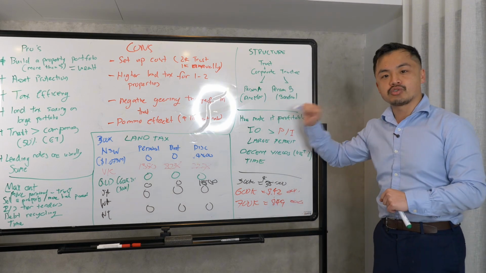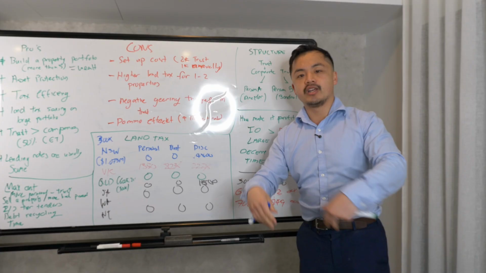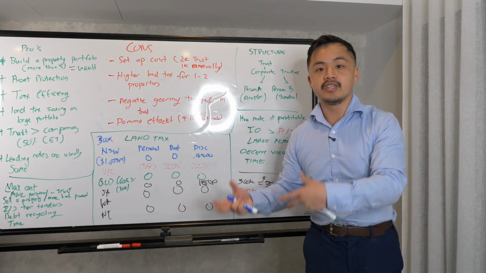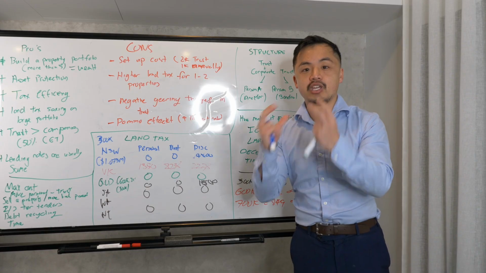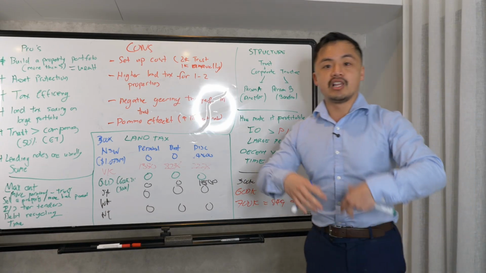How do I make my trust profitable? One, you take interest only rather than P&I. The reason is that with interest only, you save a few hundred to a thousand dollars by paying less. You only pay the interest of the loan, not the principal. Number two, have a larger deposit.